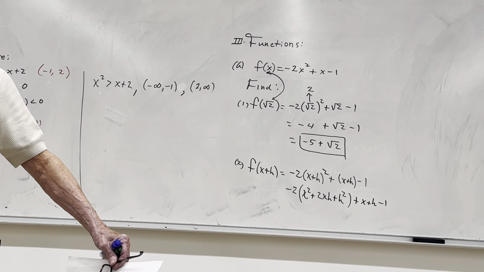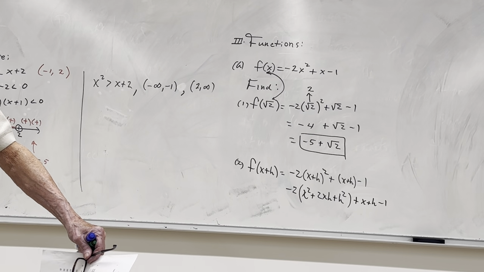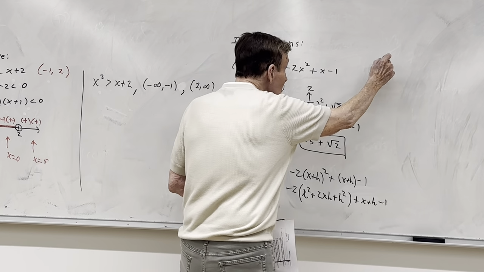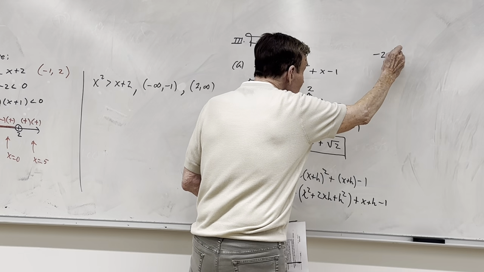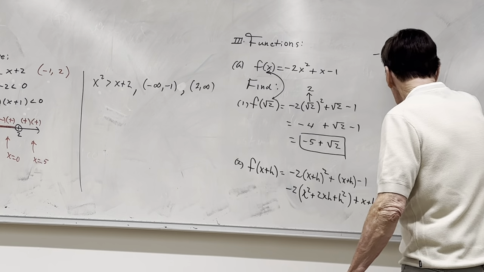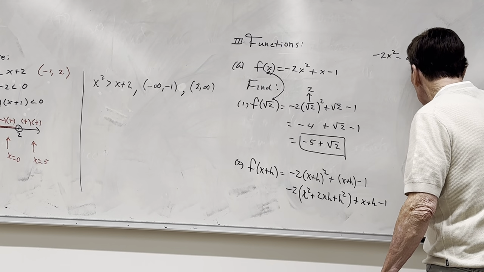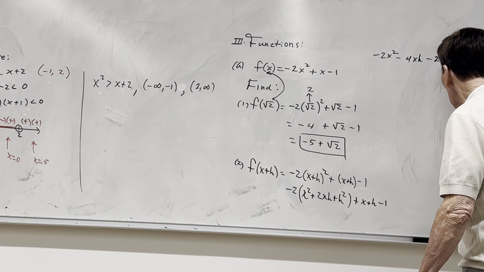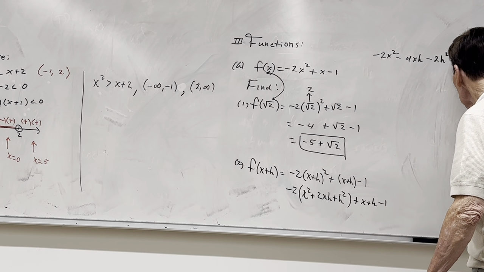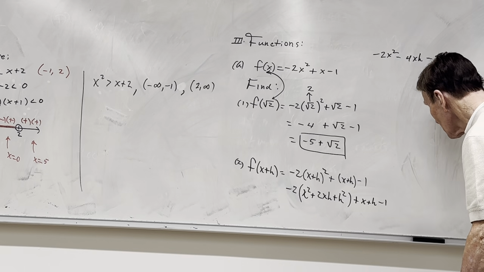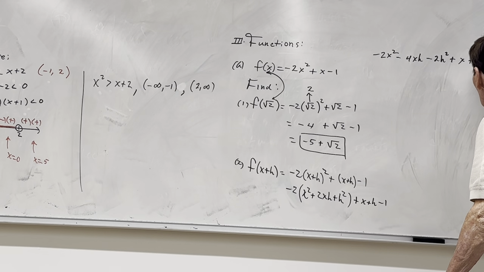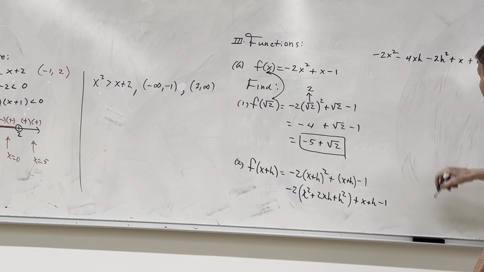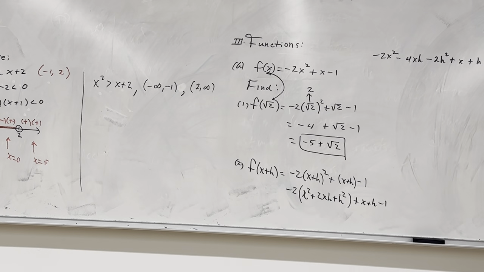Next step, to try to simplify further, I see a distributive property, distribute that -2. And guys, I'm gonna bring it up here so everyone can see it. A -2x squared, I gotta get out of your way here, minus 4xh minus 2h squared plus x plus h minus 1. Let me step back and look at it and see if we did all that correctly.